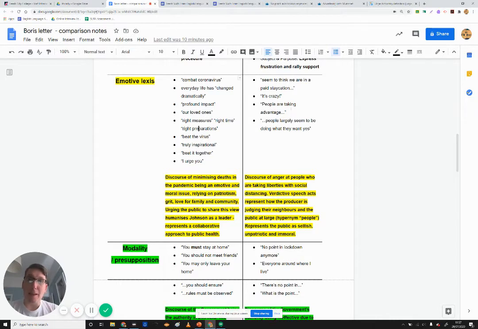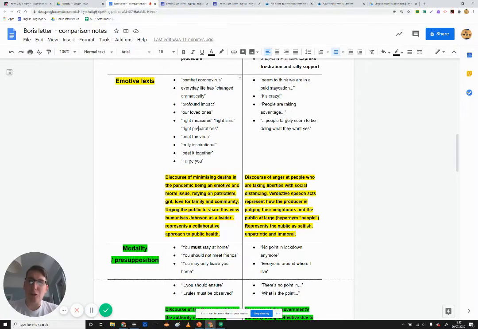Firstly, we've got the mental verb "seem". So the writer, the original poster, is talking about what people think. They think that they're on holiday. They're not in a lockdown because of a global pandemic. So you've got the mental verb seem. Why is that important? Because thoughts can be changed. Thoughts can be wrong. And they're implying that the people's thoughts are wrong, that they're not taking it seriously.